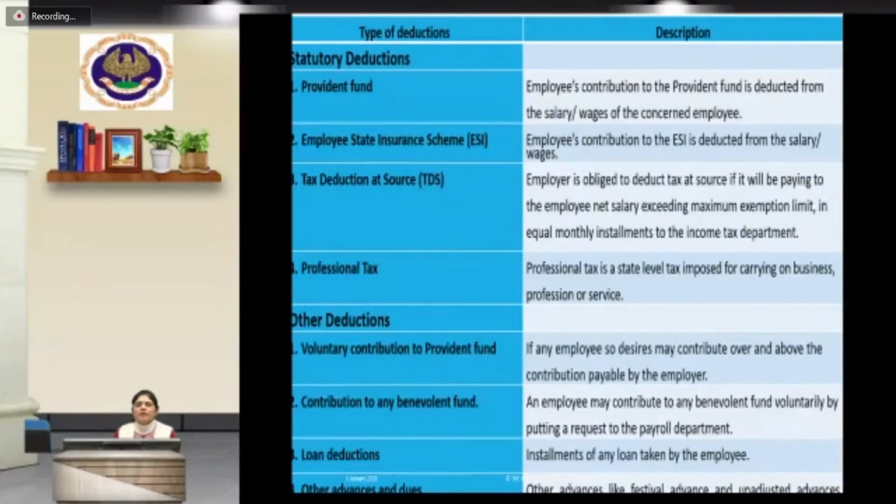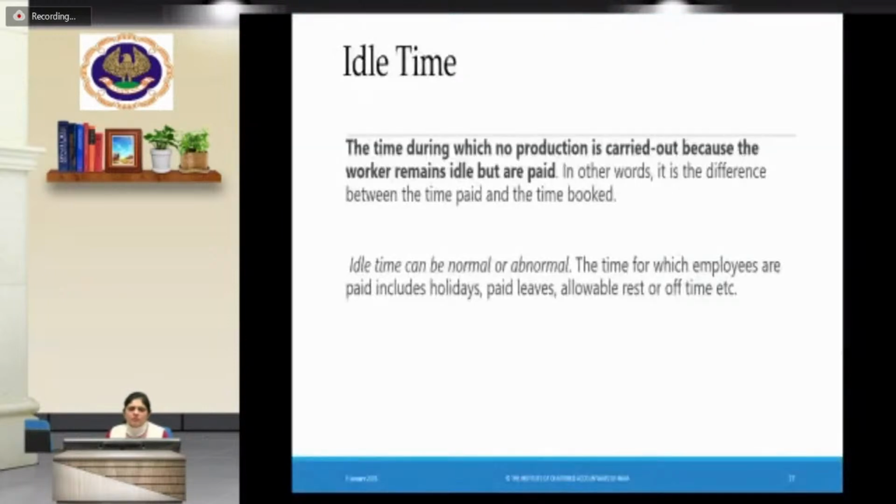So these are the deductions which are generally made by the cost accounting department, and the net salary is being paid to the employee. All right. So moving further, idle time. Idle time, as the name suggests, is the time during which no production is carried out, but the employee is being paid. So the employee is being paid for those hours in which he has done nothing, no production, no contribution, but he will be paid. So that is the idle time.